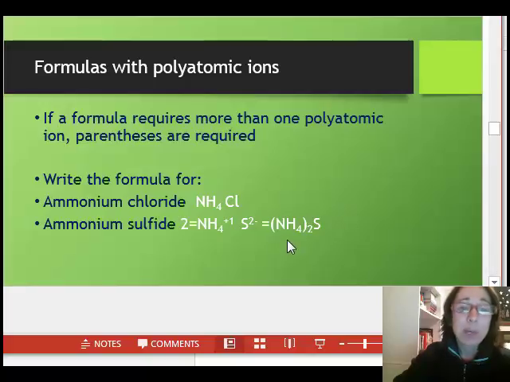We accomplish this by placing the entire formula of ammonium in parentheses and then placing the subscript of 2. The correct formula of ammonium sulfide is written parentheses capital N, capital H, subscript 4, end of parentheses, subscript 2, capital S. This means there are 2 ammonium cations for each sulfide anion. Parentheses are needed only when there are 2 or more of the same polyatomic ion in a given formula.